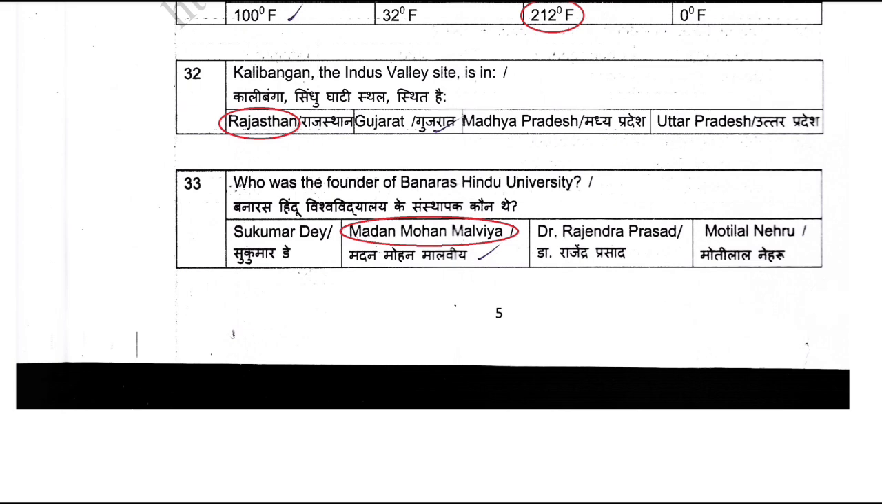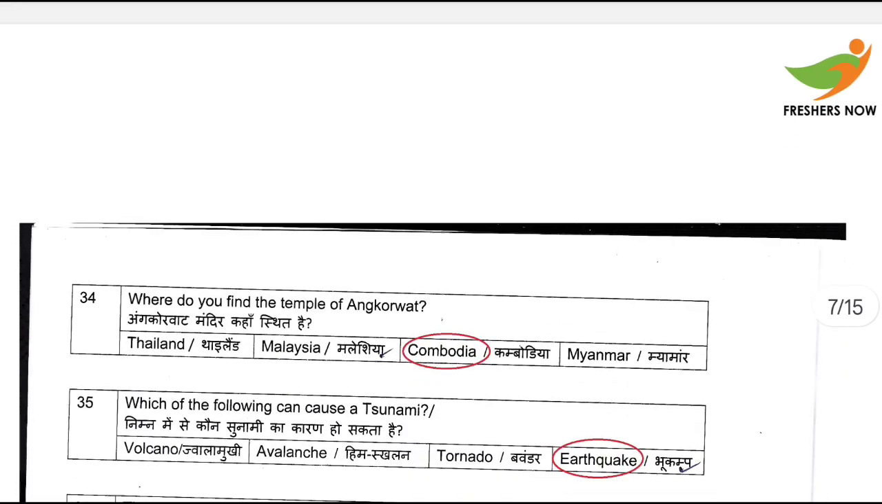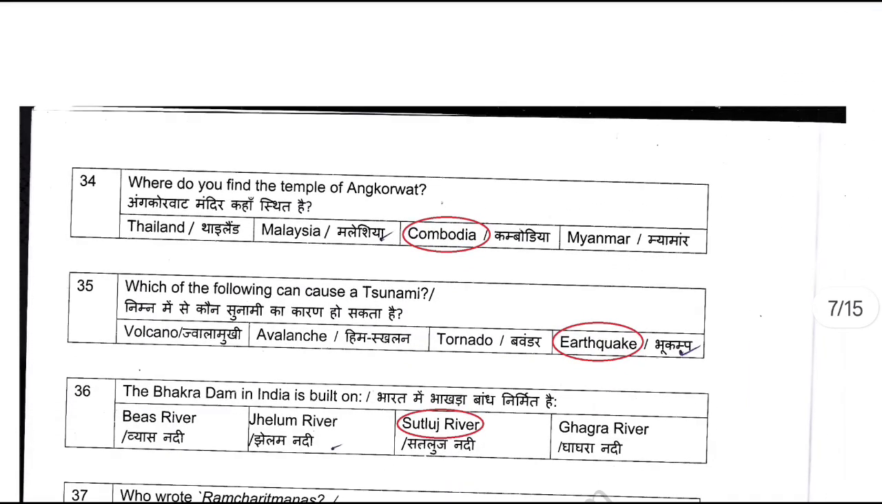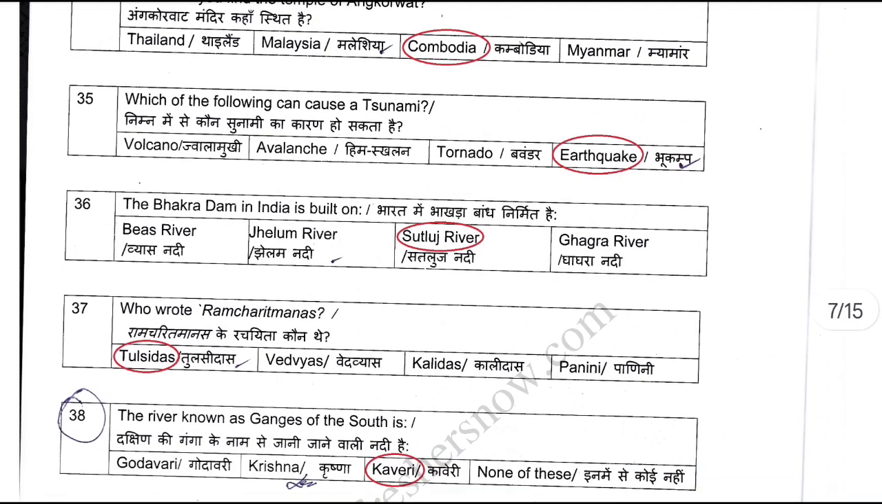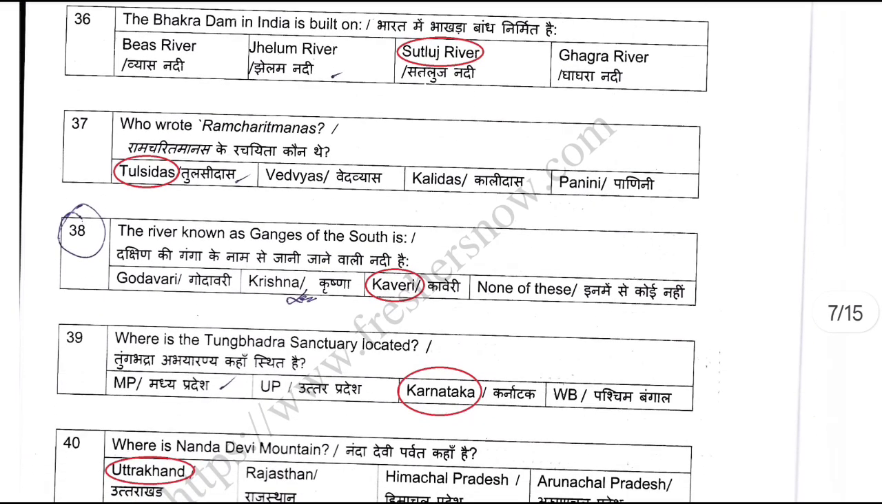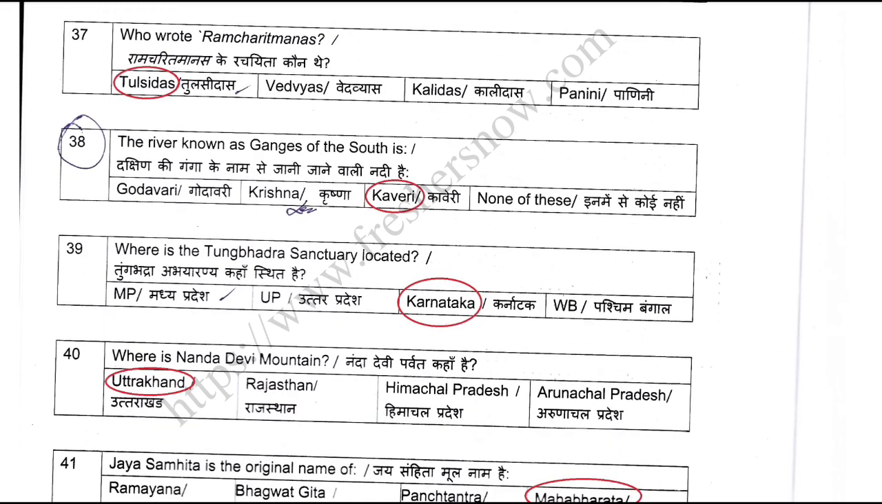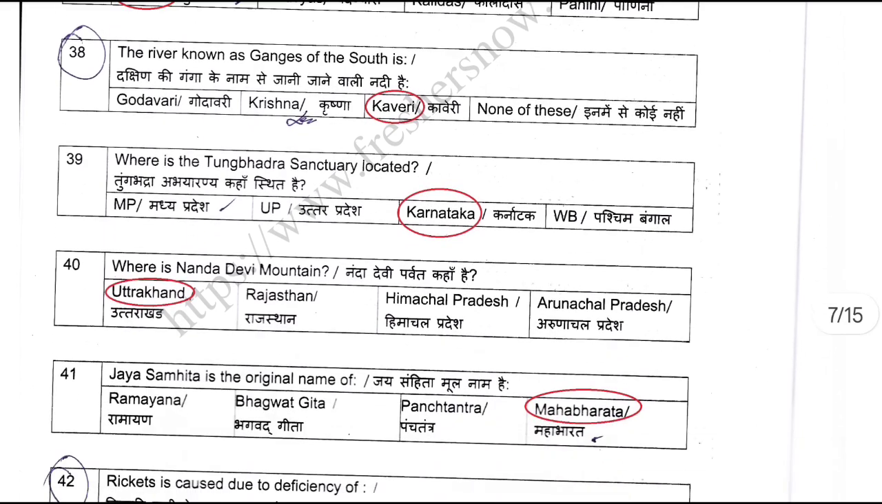Madan Mohan Malviya. Where do you find the temple of Angkor Wat? Cambodia. Which of the following can cause a tsunami? Earthquake. The Bhakra Dam in India is built on the Sutlej River. Ramcharit Manas was written by Tulsidas. The river known as Ganga of the South is Kaveri.